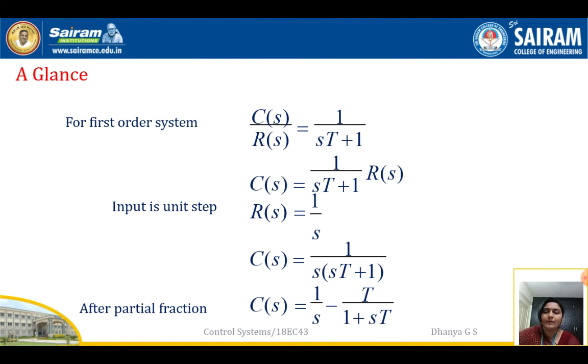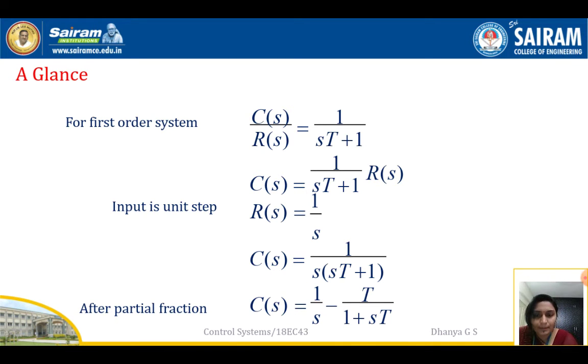So you can see over here what I have told you now. As we know, C of s by R of s is equal to 1 by st plus 1. C of s is nothing but 1 by st plus 1 into R of s. If we are considering the input as unit step, the R of s value is 1 by s. So the C of s value will become 1 by st plus 1 into 1 by s.